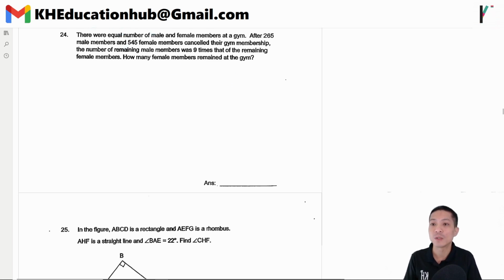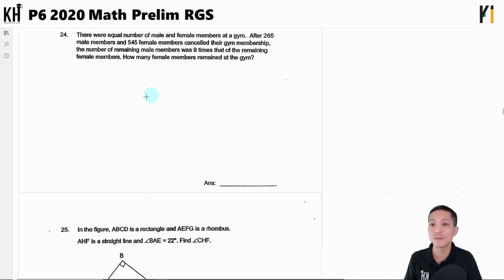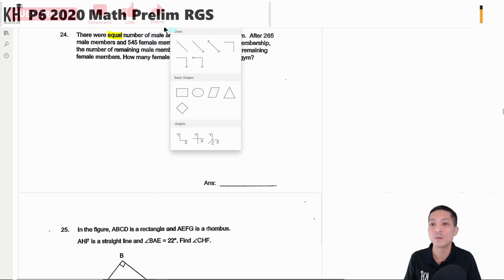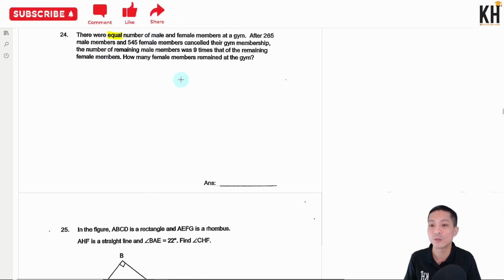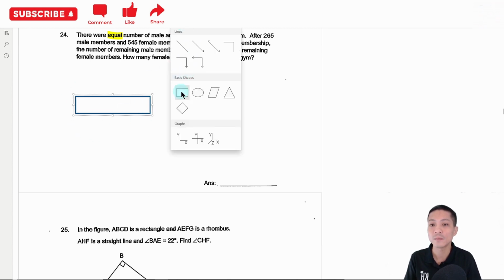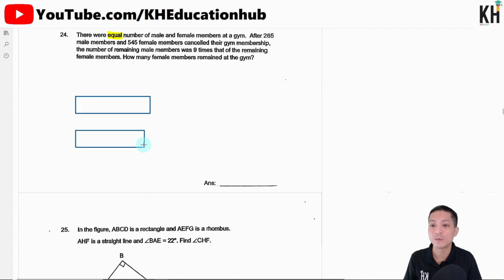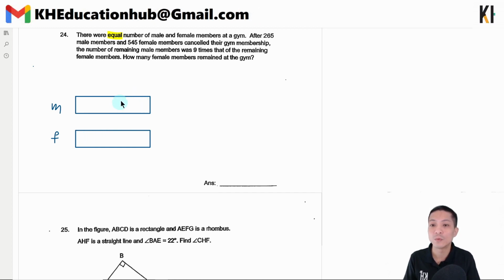So for this question you can also draw a model. The first sentence really said that they were equal, right? So over here, equal number of male and female. So what we're gonna do is we're gonna draw 2 blocks which are equal, to represent the male and the female. After 265 male members and 545, I can write a bit bigger.